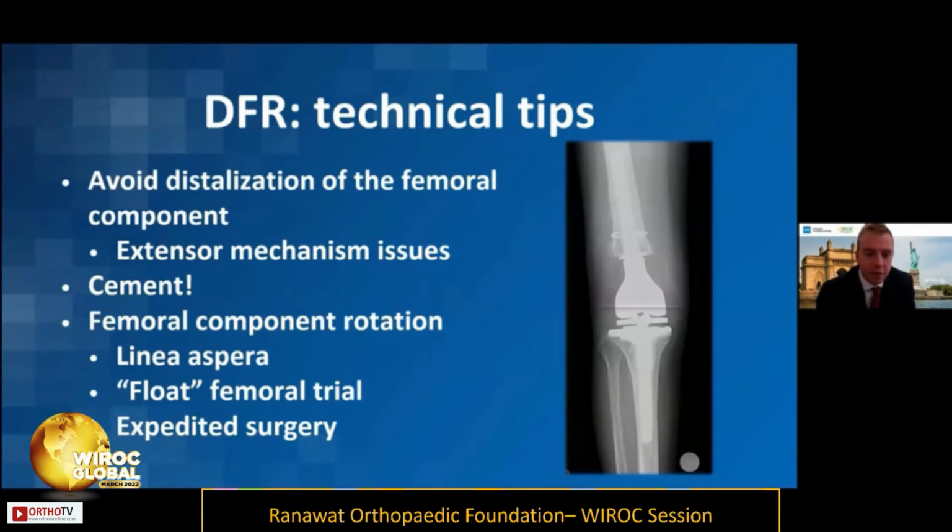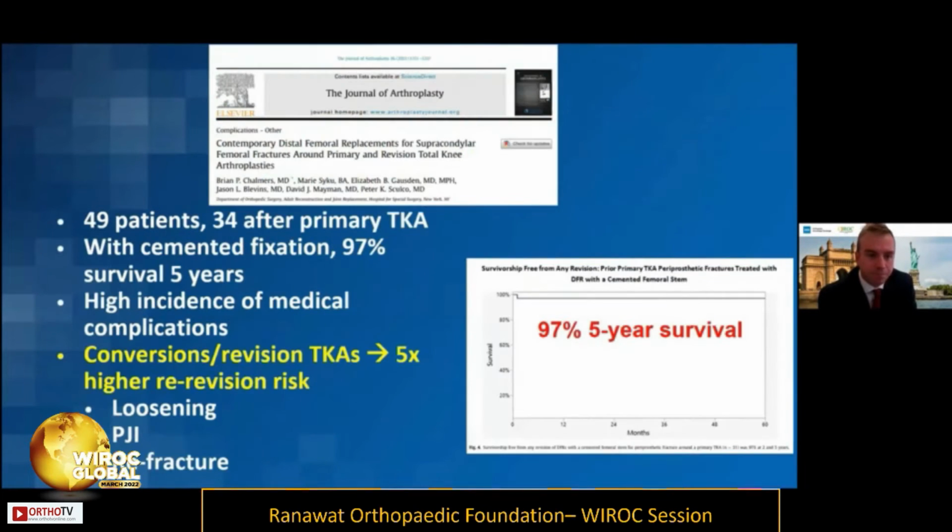And then finally, obviously, expedited surgery in these medically frail and complex patients to avoid high blood loss and potential post-operative medical complications. We published our series of distal femoral replacements for supracondylar fractures around primary and revision total knee replacements. We had 49 patients, 34 of which were after primary total knees. With cemented fixation in these patients, they had a 97% survival rate at 5 years. So that is an excellent outcome for patients with cemented fixation in a primary knee.